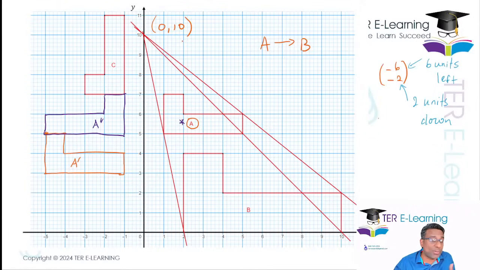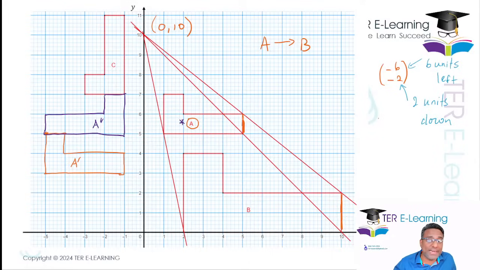Some students will call that point 10, 0, but it's 0, 10. So that's your center of enlargement. And we need to also specify what's the scale factor. To get the scale factor, all we need to do is to look at one of the lengths here. So let's say this is 1 unit here. But if you look at the enlarged image, this is 2 units. So clearly the scale factor is 2, right?